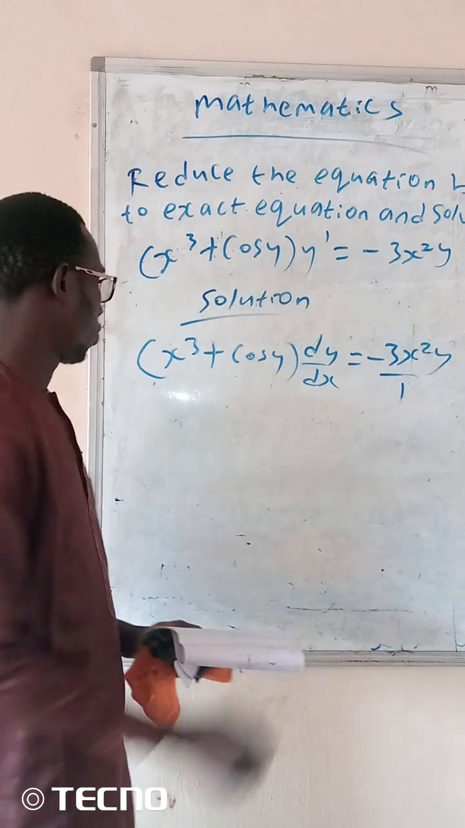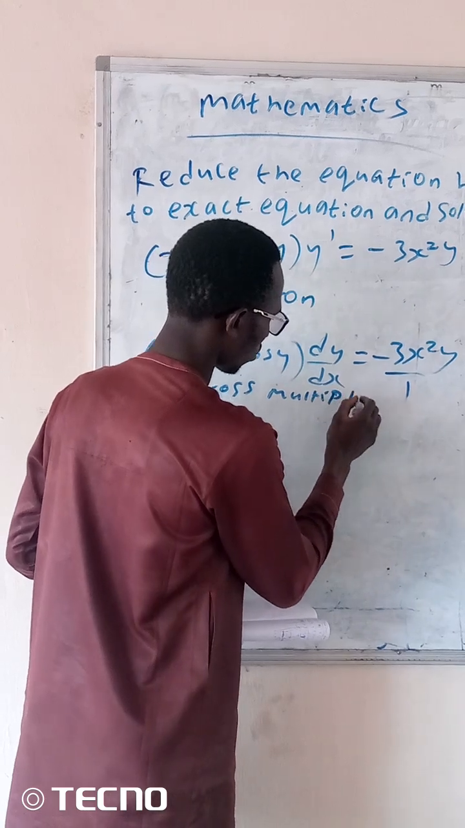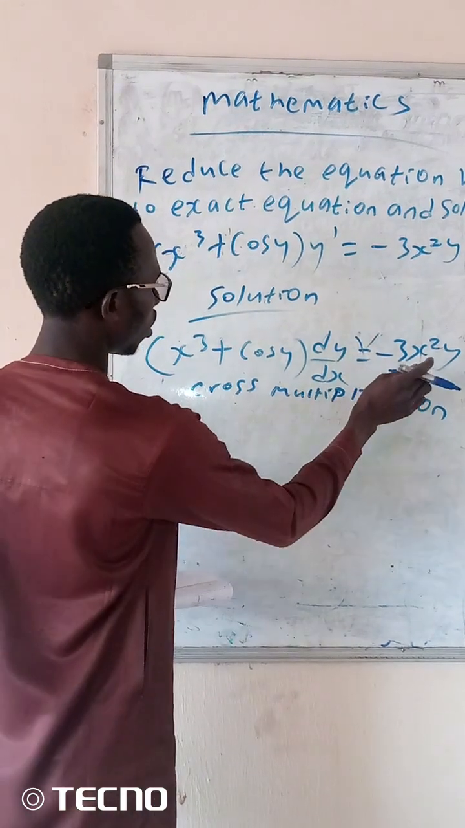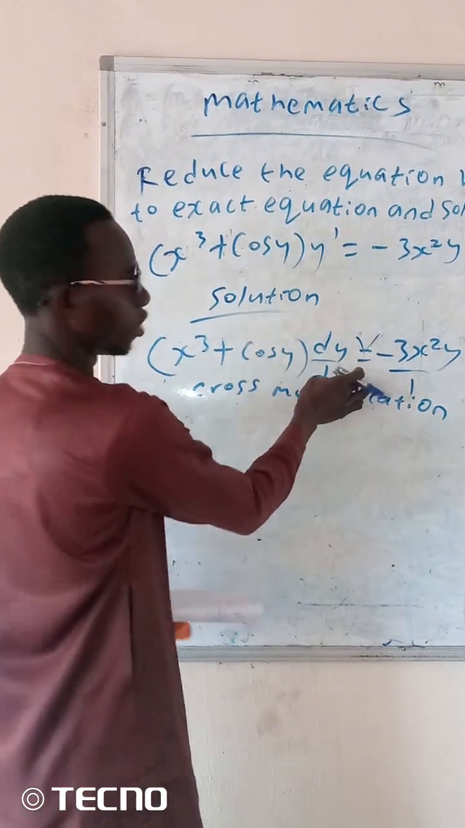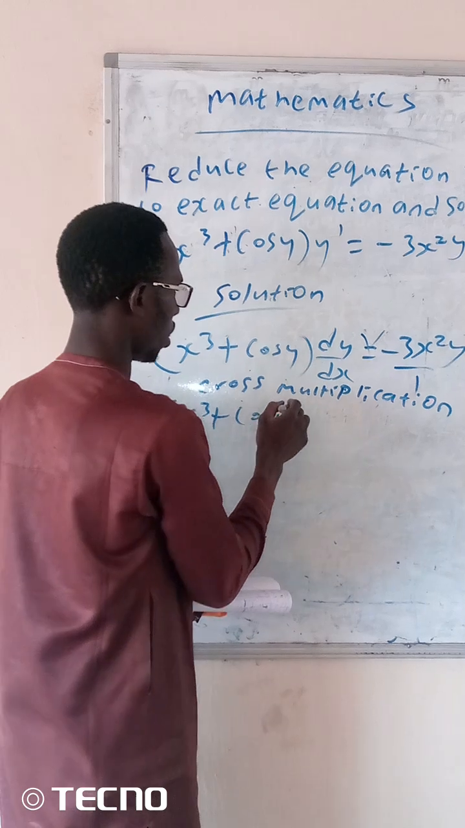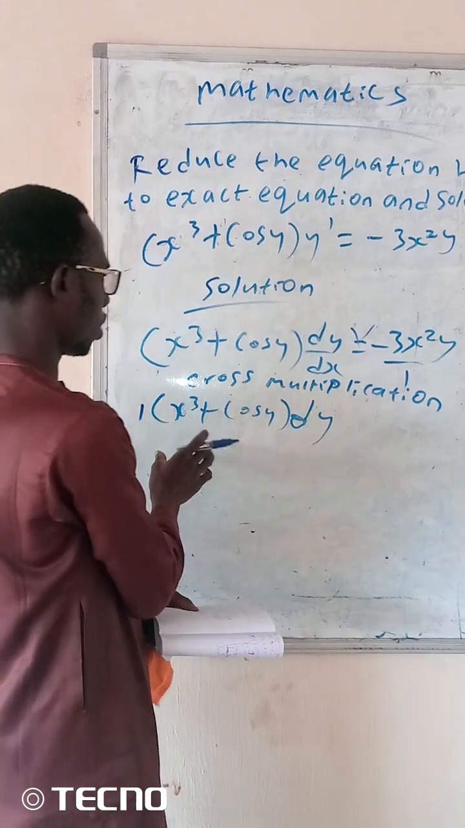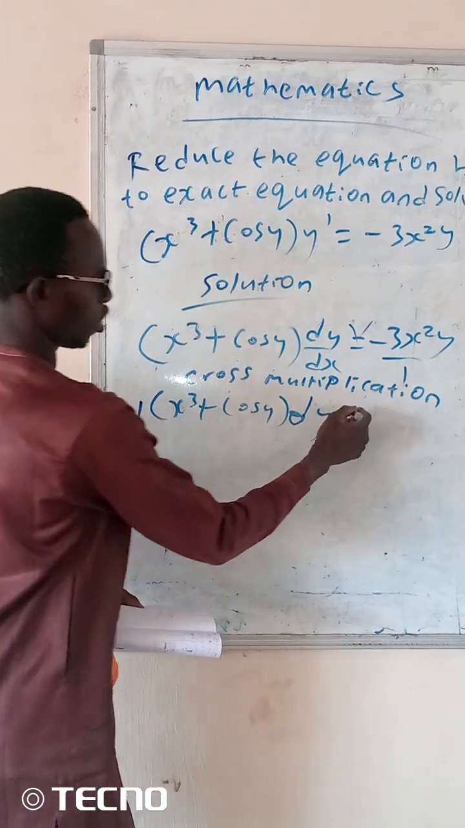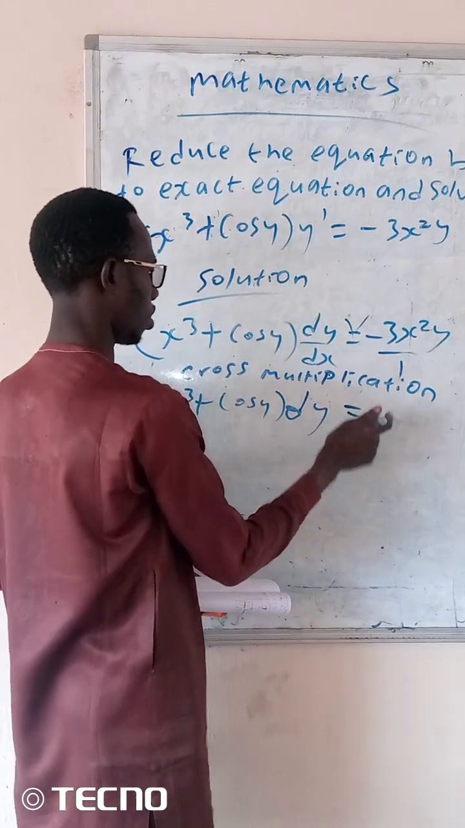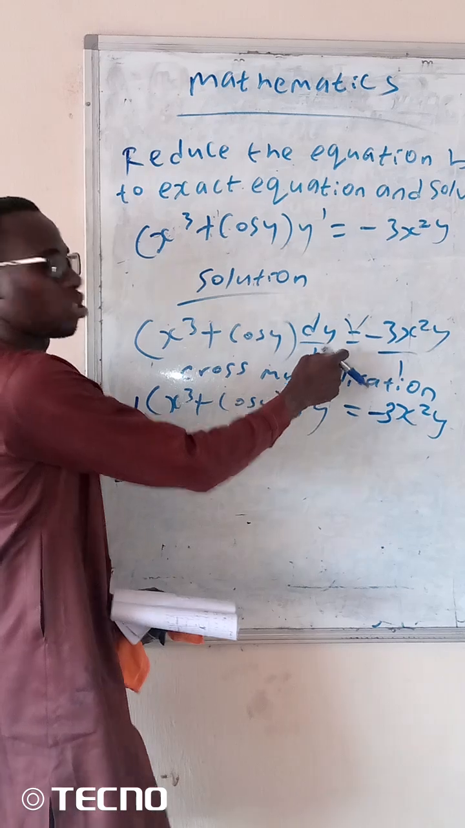And cross multiplication. So when we cross multiply, what do you have now? You will see 1 multiplied by this, and dx multiplied by this. So we have 1 multiplied by x raised to the power 3 plus cos y, right? Then we have dy. Have you seen that now? So 1 multiplied by this equals to the dx multiplied by this. We have minus 3x squared y multiplied by the dx, right?